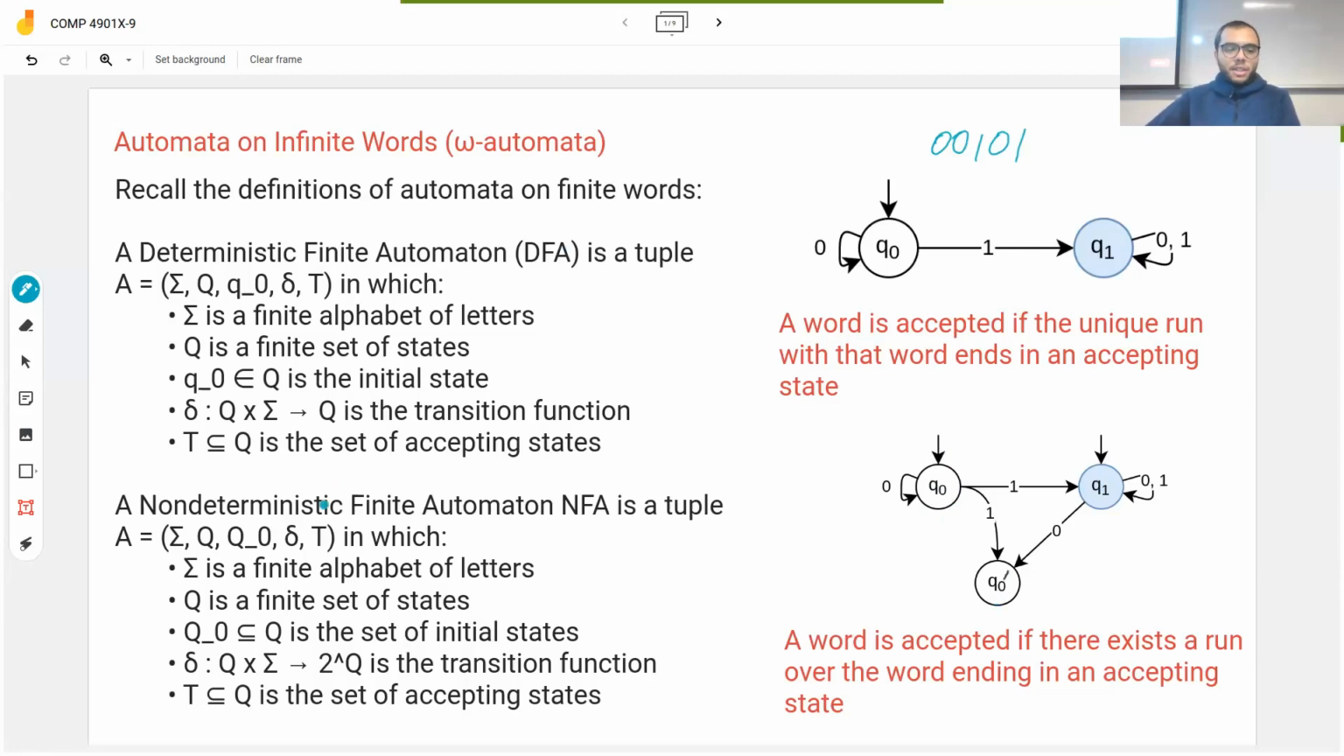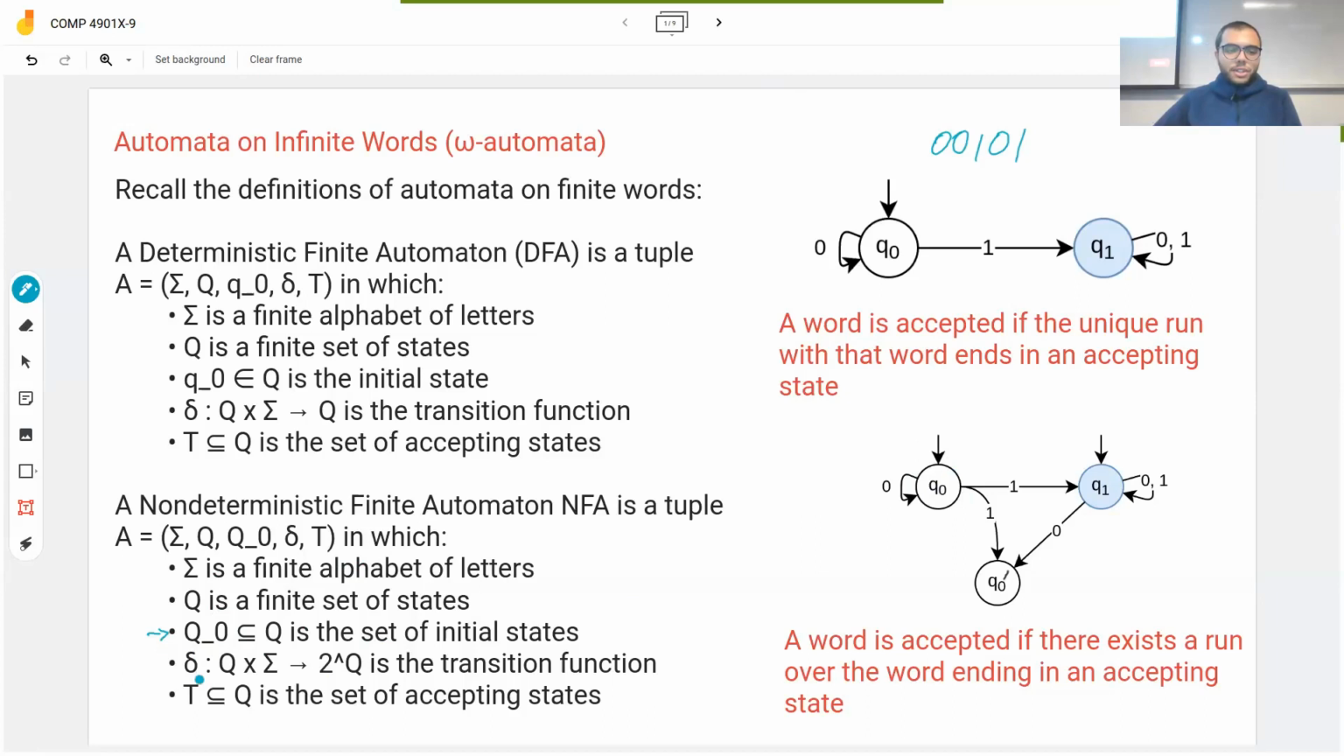So if I want to give a more formal definition, again, an automaton is a tuple that consists of all of these things. It has an alphabet, which is a finite set of letters. It has a finite set of states. Now, one thing that has changed is this one. Instead of just having one initial state, I have a set of initial states. And you can see it by these arrows here. So here I'm saying that both Q1 and Q0 are initial states.